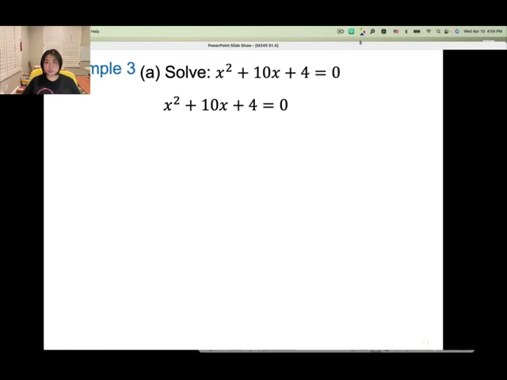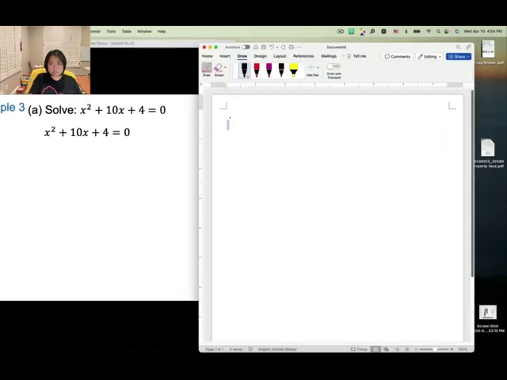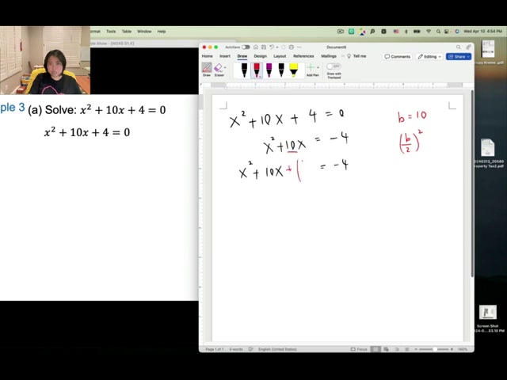Okay, let's try to do it together. x squared plus 10x plus 4 equal to 0. First, we're going to isolate the variable terms. So I have a negative 4 here. And then we're going to look at your b, okay? The b will be equal to 10. So what we want to add is b over 2 squared. We're going to add it to both sides.